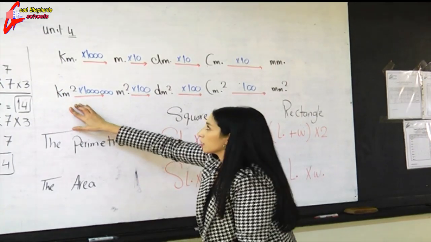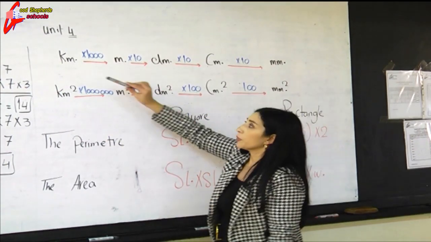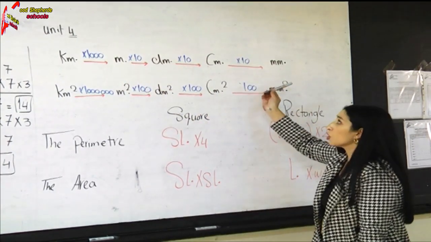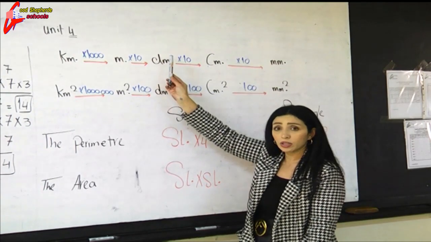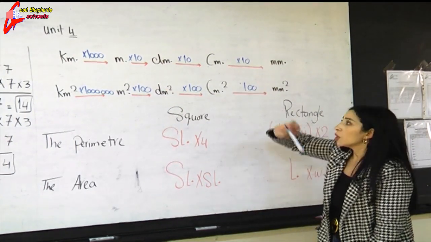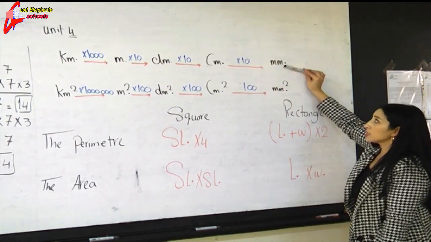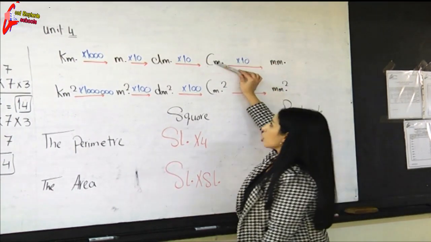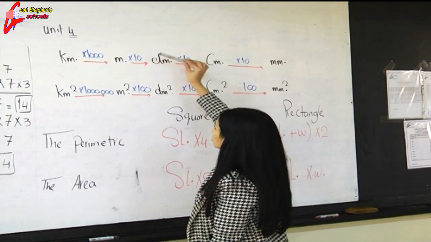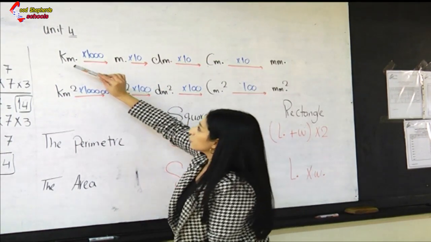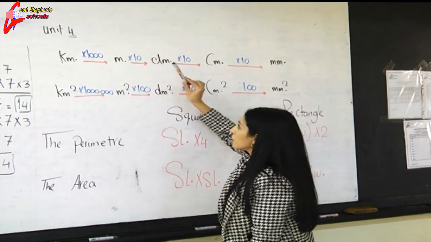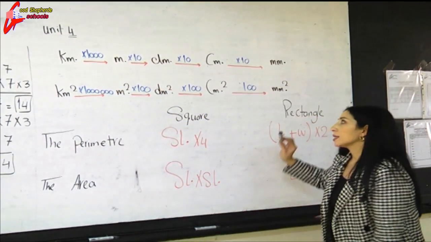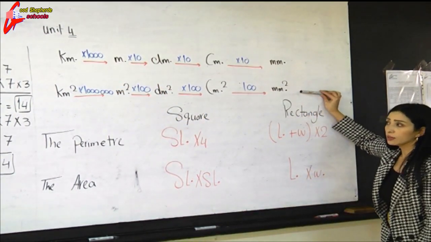When we convert from a big unit to a small unit, we add zeros. When we convert from a small unit to a big unit, we erase zeros. When you move from this car to this car, erase 1 zero. When you move from this car to this car, erase 2 zeros. When you move from this car to this car, add 1, 2, 3, 4 zeros. And it's the same in the second train.